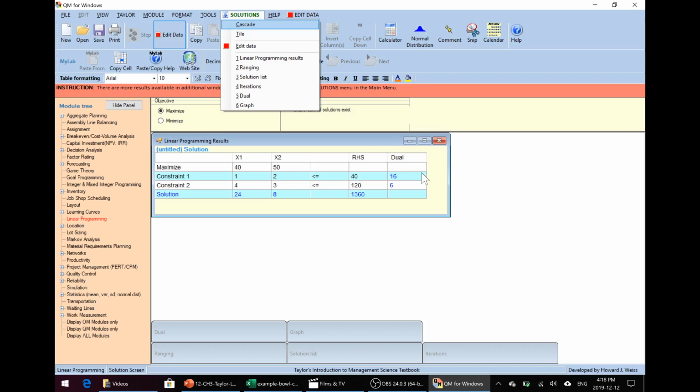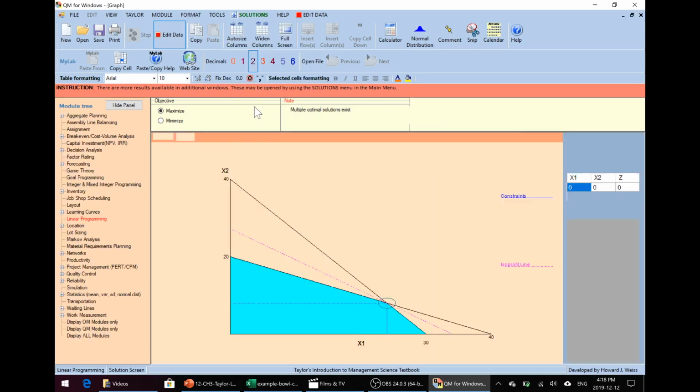Interestingly, we also get a lot of windows. We can get the ranging, we can get the solution list. Ranging is the same as sensitivity analysis here, and solution list is the iterations. This is the iterations of simplex method. It can show the dual values and the graph. And the graph, for two decision variables, we also get. So graph is important here. Let's look at that graph. And we can see that the graph is here.